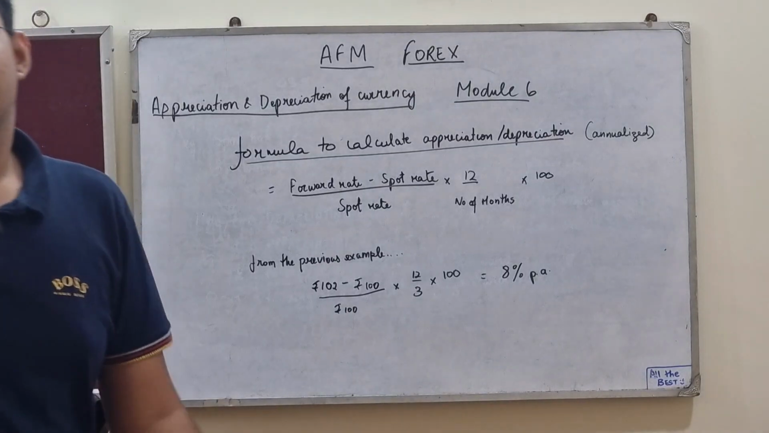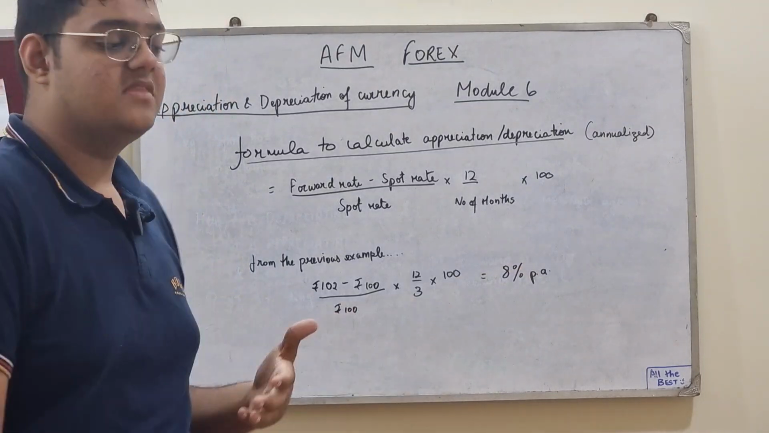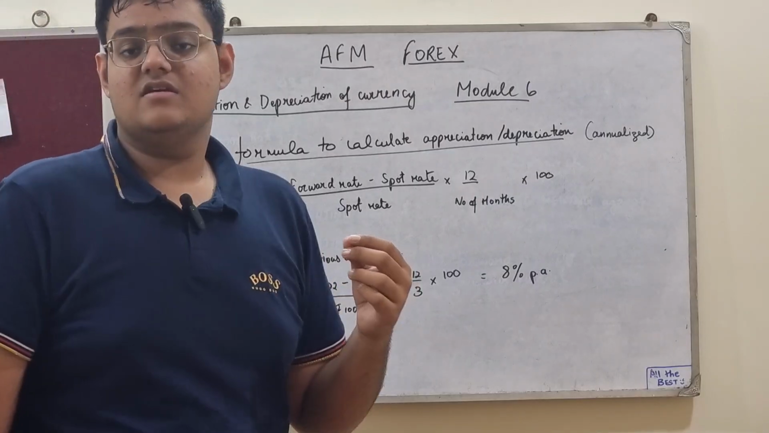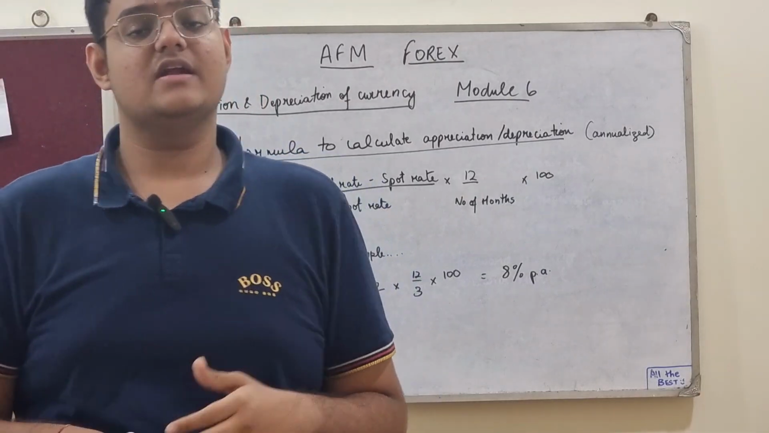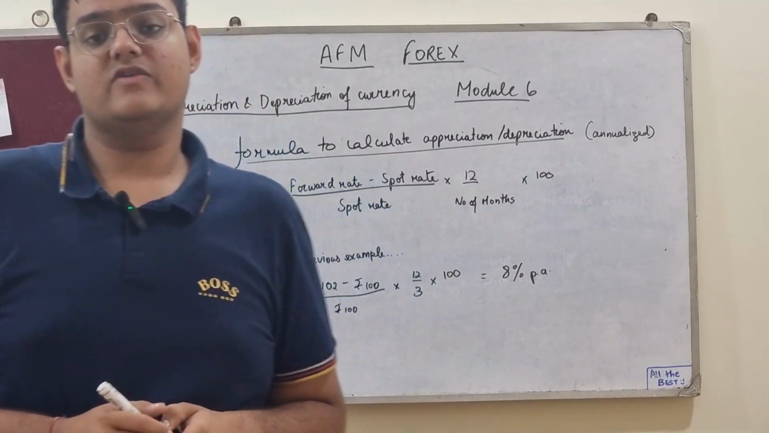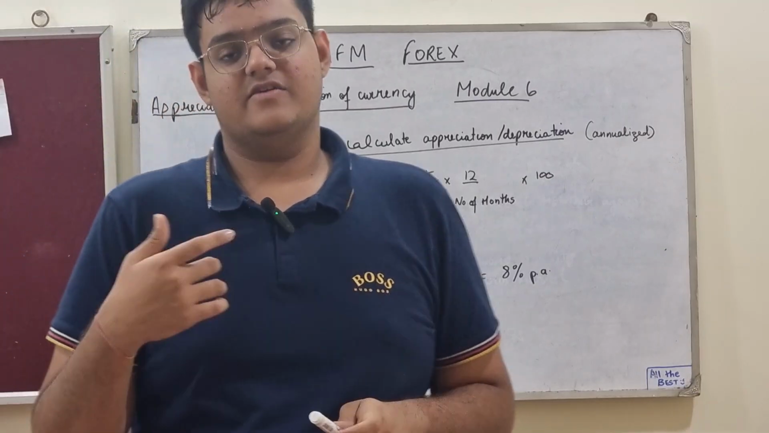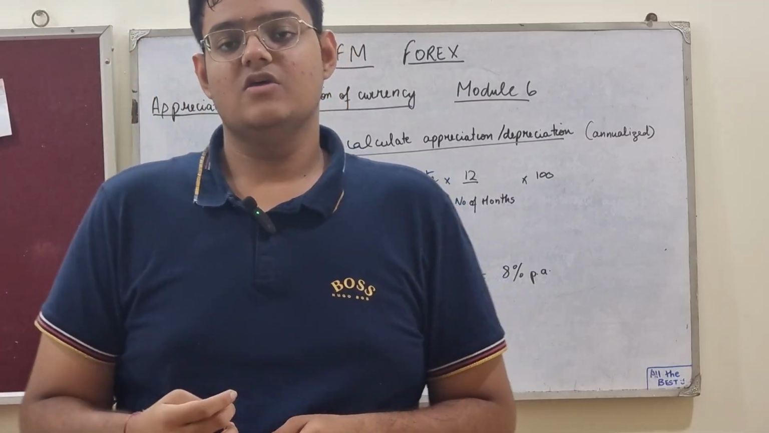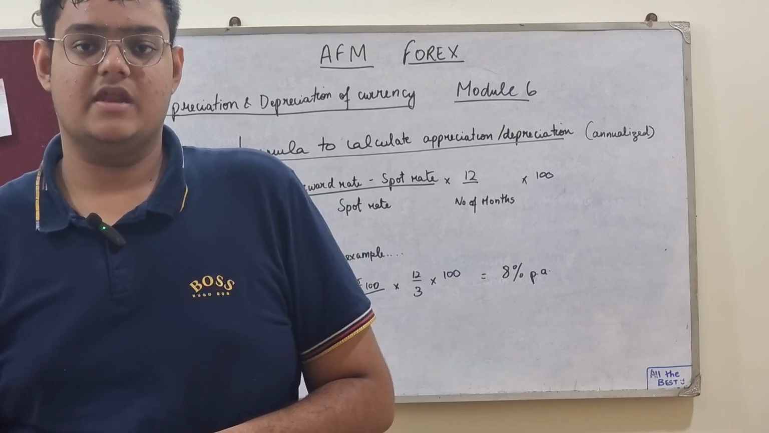Now, another main thing that we have to learn in this module is how to calculate how much the currency is appreciating or depreciating. The formula to calculate it is very simple. We take the forward rate that we have. For example, the 3 month forward rate in the last example was 1 pound is 102 rupees. So we take the forward rate, that's 102 rupees, and subtract the spot rate, which was 100 rupees. So we get the difference between the spot rate and the forward rate, which gives us the change that has occurred in the period.